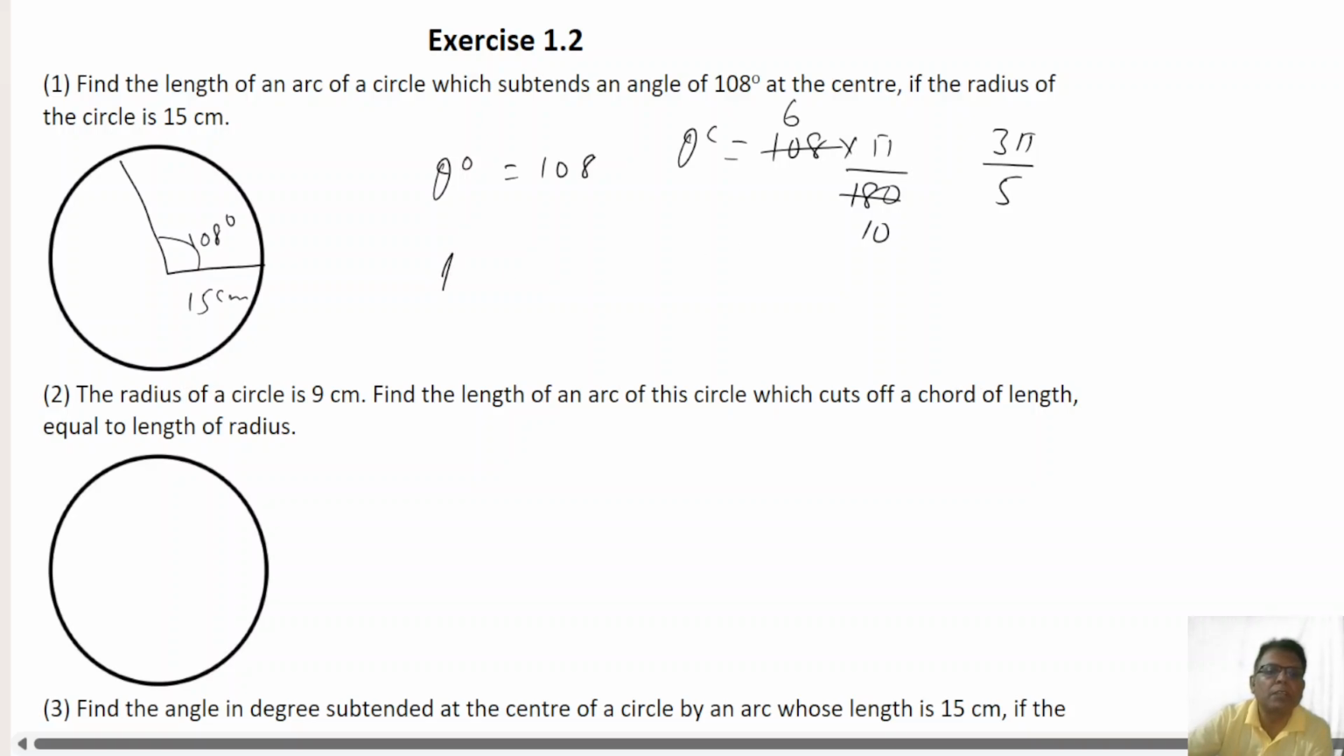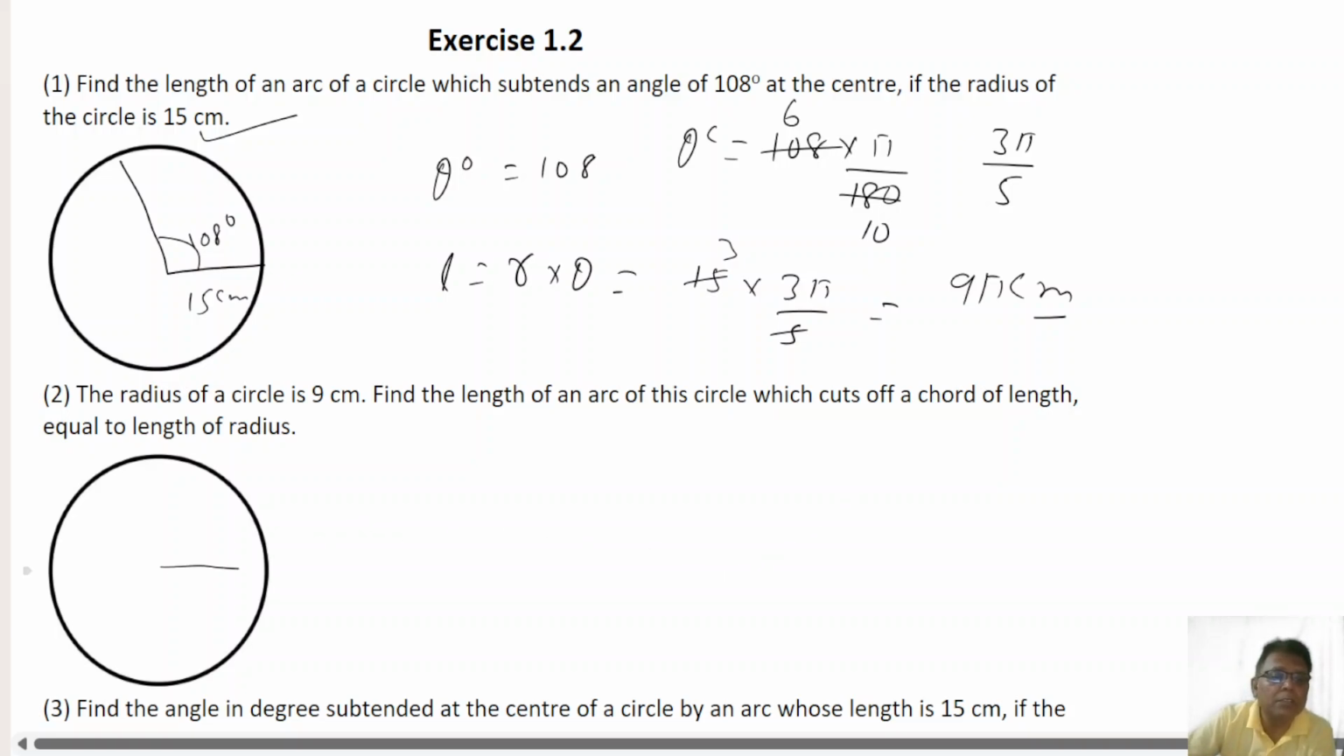So arc length L is equal to R into theta. What is R? 15. It is 3 pi by 5. 3 into... that will be 9 pi centimeters. Why centimeters? Because the radius is given in centimeters. Now come to the next question.